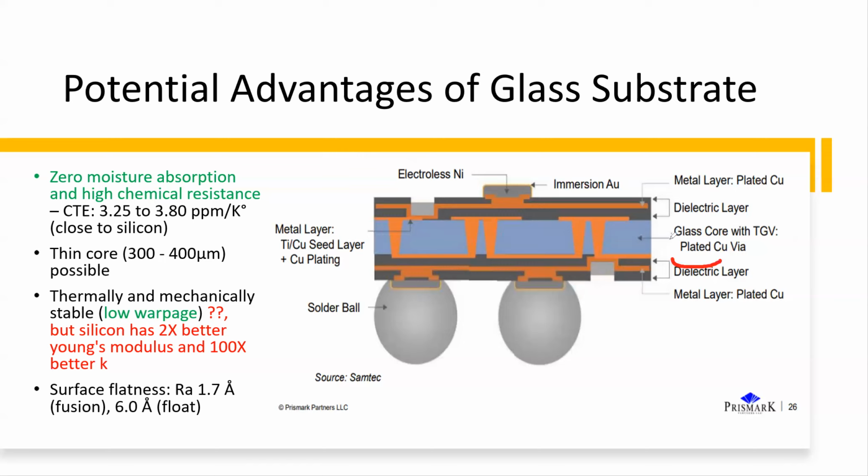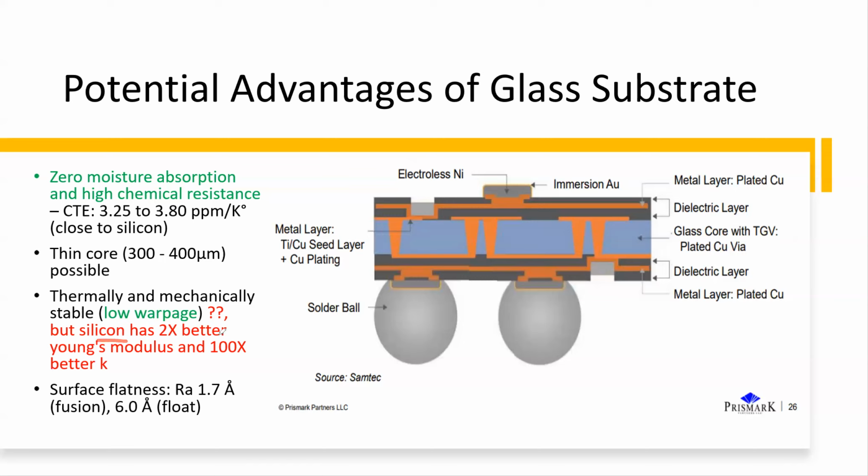So, the glass core with TGVs, through glass vias, compared with TSV, through silicon vias. G is glass, T is through, V is vias, right? It's thermally and mechanically stable. The advantage is low warpage. But I would say you are talking about comparison to organic.